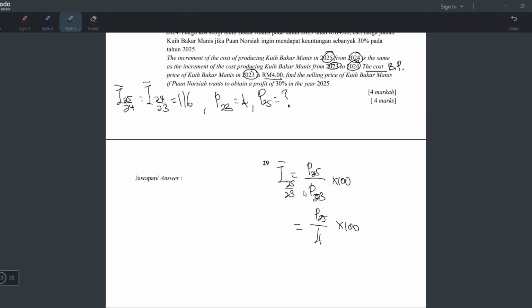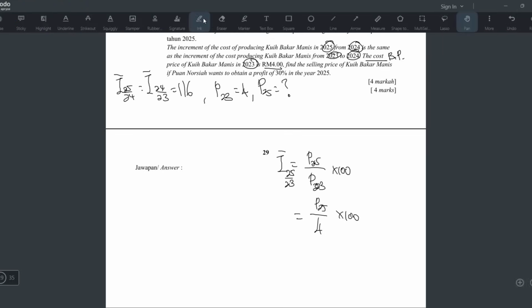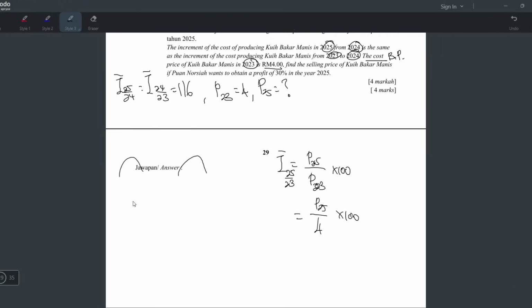But how to find it? Okay, this one is 25, 23. So you don't go and put the 116 here. No, no, no. 116 is for 24, 23, and 25, 24. So it's not the same. So what you will do is the smiley face method, and try to find for 25, 23. Okay, so you write the years here, starting from 2023, followed by 24, followed by 25, and the 116 is for 24, 23, and the 116 is also for 25, 24.